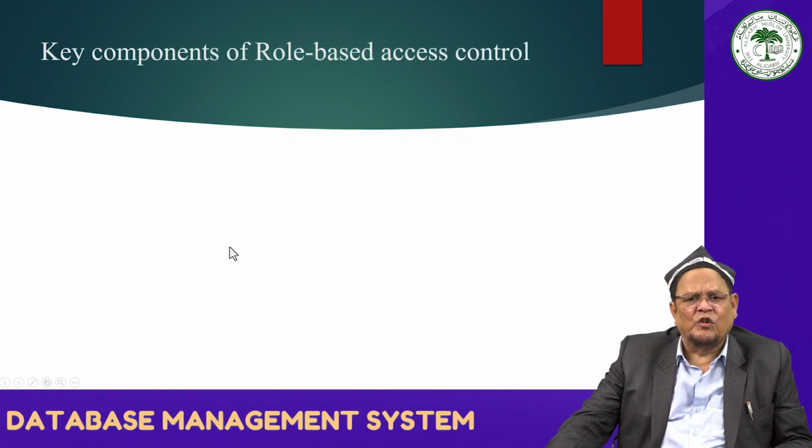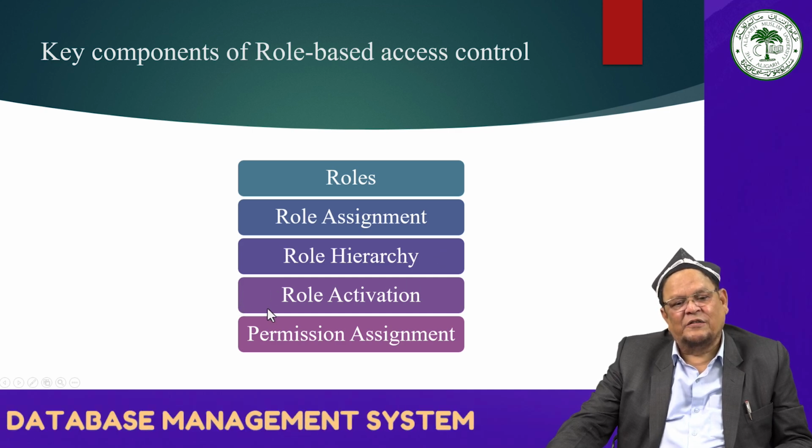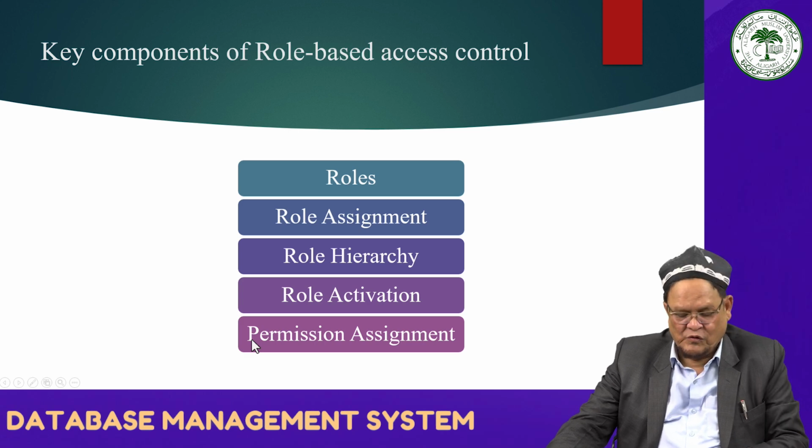Key components of a role-based access control system. So there are 5 key components for role-based access. First is the role. What is a role? It is the permission. Role assignment. Role hierarchy. Role hierarchy means it will work like a tree structure, a parent-child concept. Role activation. Permission assignment. So let's come one by one.